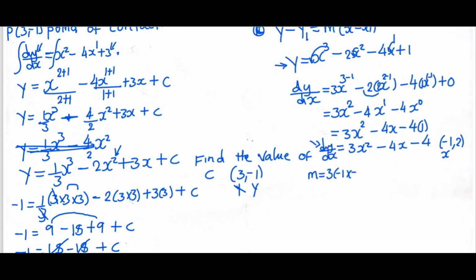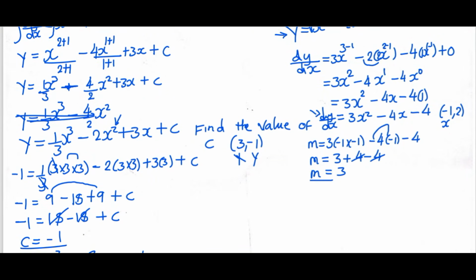So we have 3 times (-1) squared, minus 4 times -1, minus 4. What's our gradient? -1 times -1 is +1, times 3, so here we are going to have a 3. Then this sign will change to positive: 4 times 1 is just 4, minus 4. We know that our final answer will be 3, since these two will cancel each other. So we have our gradient.